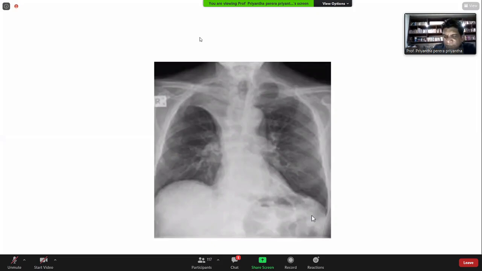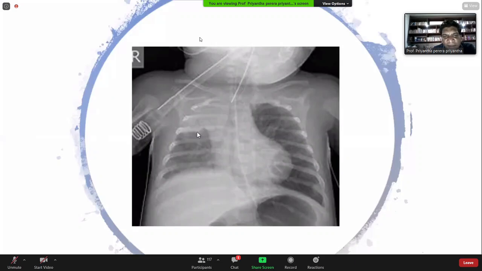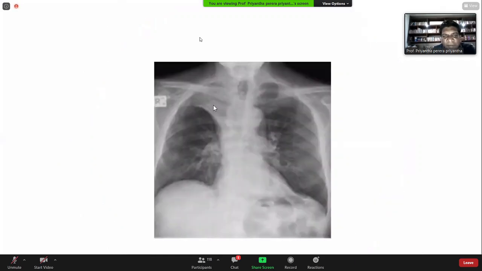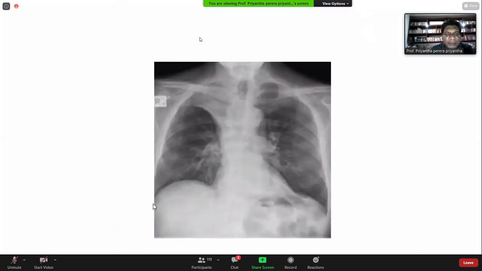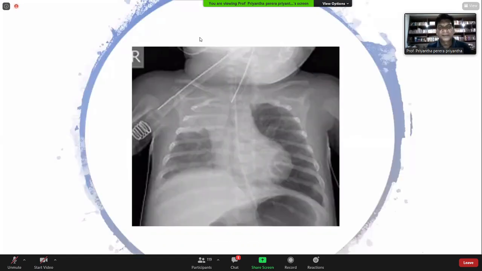So this one, you can see a horizontal line and not a very clear-cut margin like that, right? And the shadow is more homogeneous like the previous one, making a ground glass appearance in between. And this one has a very clear margin, homogeneous shadow, and no air inside it. Right? So those are the things that make you differentiate a collapse from a consolidation. Right? This is a consolidation. This is a collapse. Are you clear about it? Yes, sir.